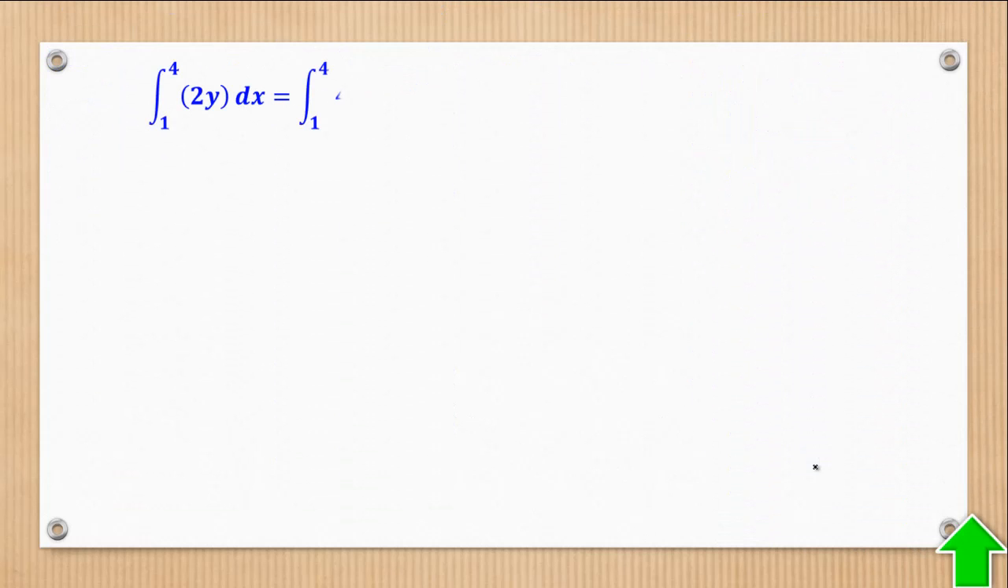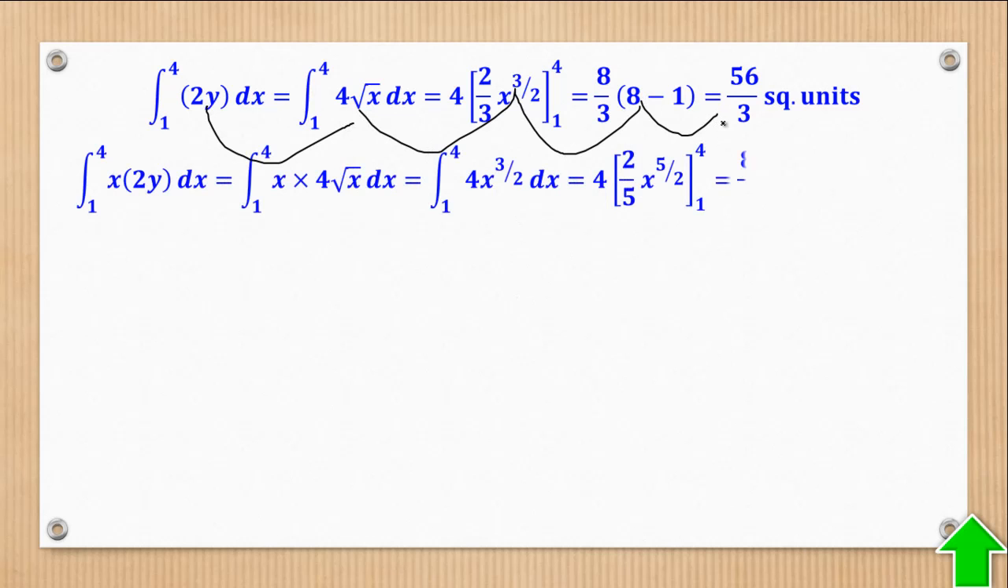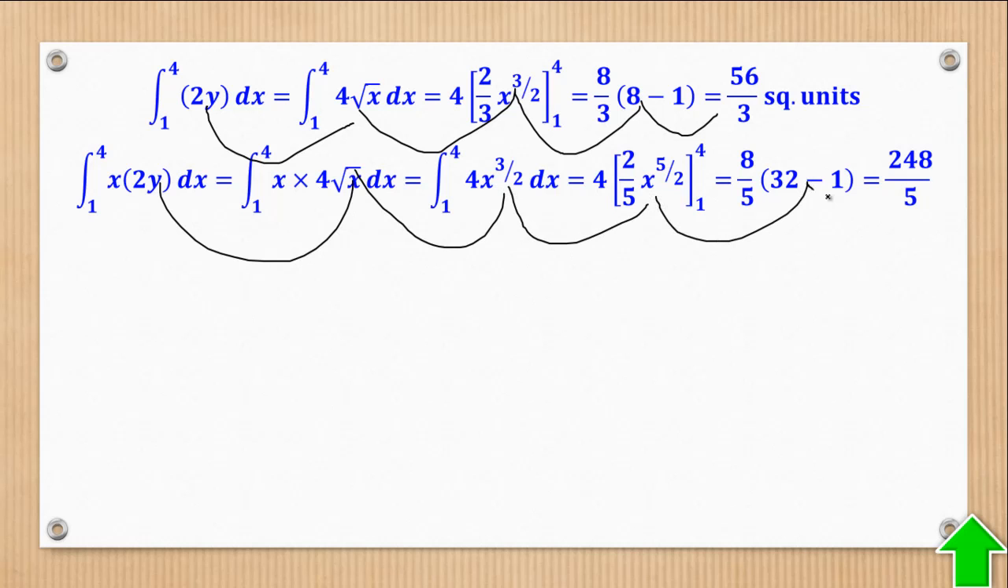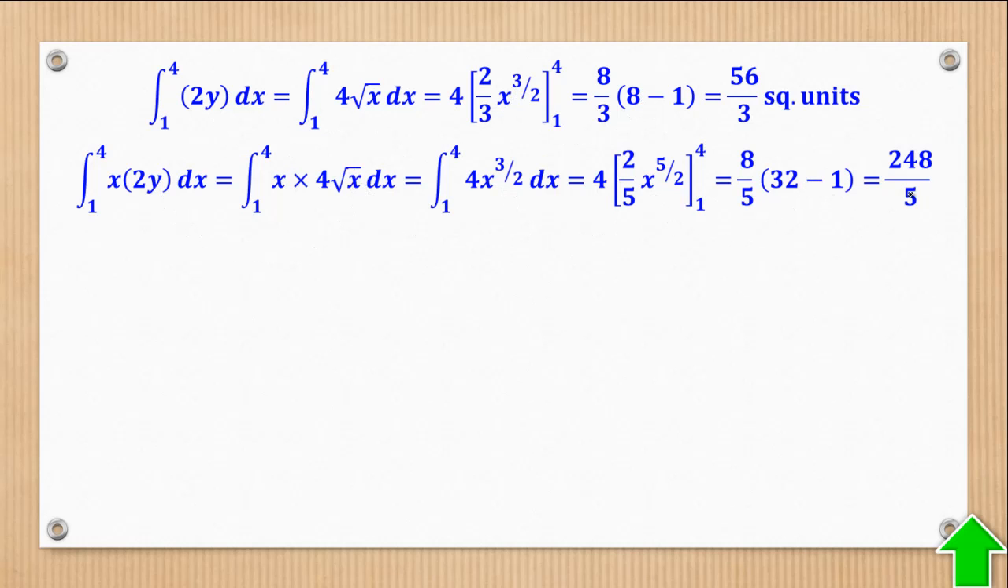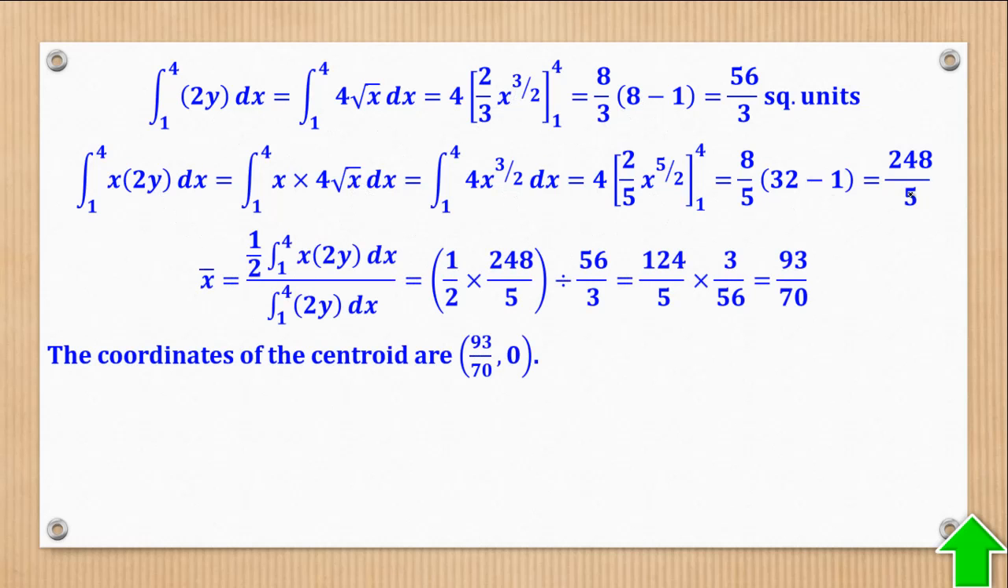Then we shall deal with each numerator alone. Use this one, substitute for x, integrate, substitute limits, get output. Then also this one, substitute for y, simplify, integrate, substitute limits, and output. Then code the formula for x bar, substitute, and get the output. And those will be the coordinates.